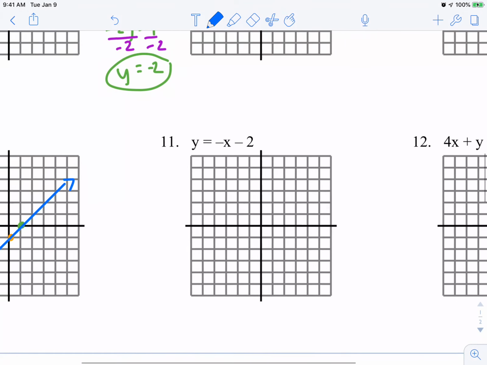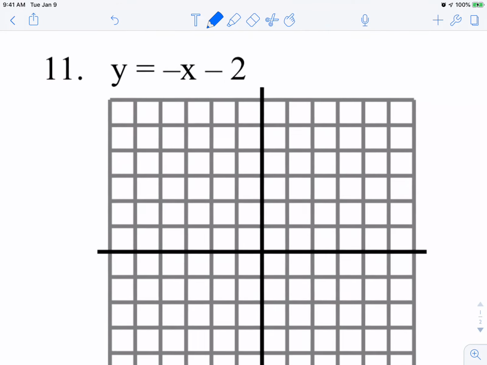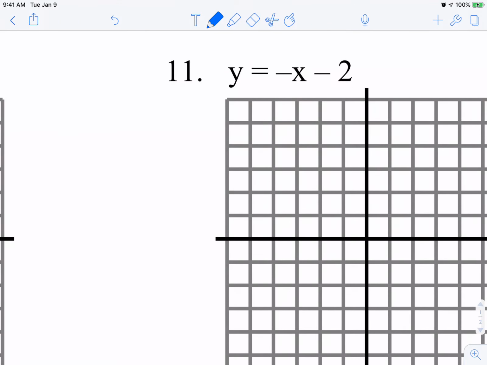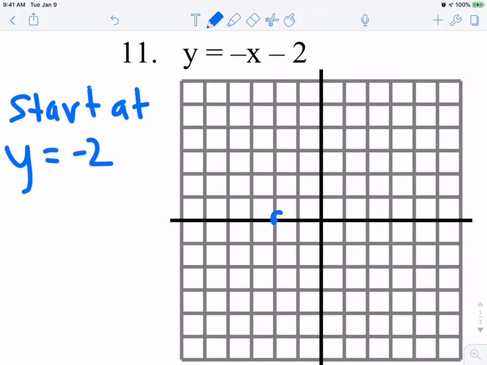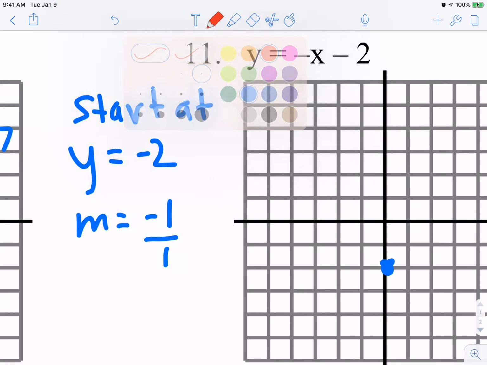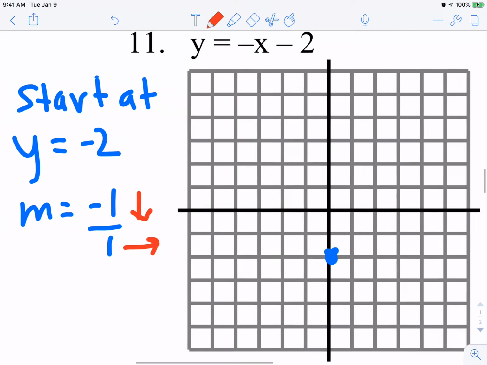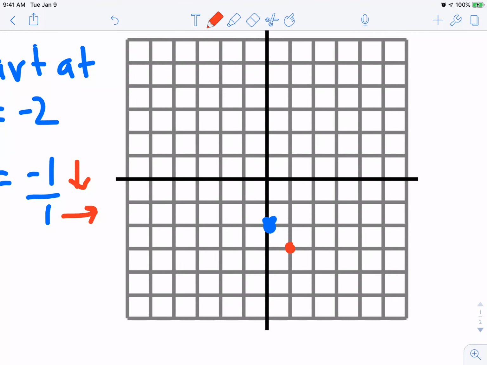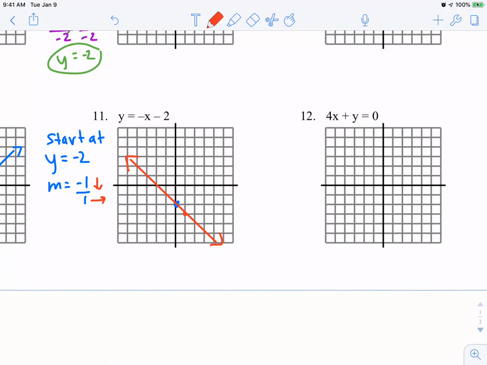Number 11. So I'm going to start at y equal -2. Put a point there. And then my slope is -1/1. So that's going to tell me to go down 1, right 1, down 1, right 1, be right there. That's my line.